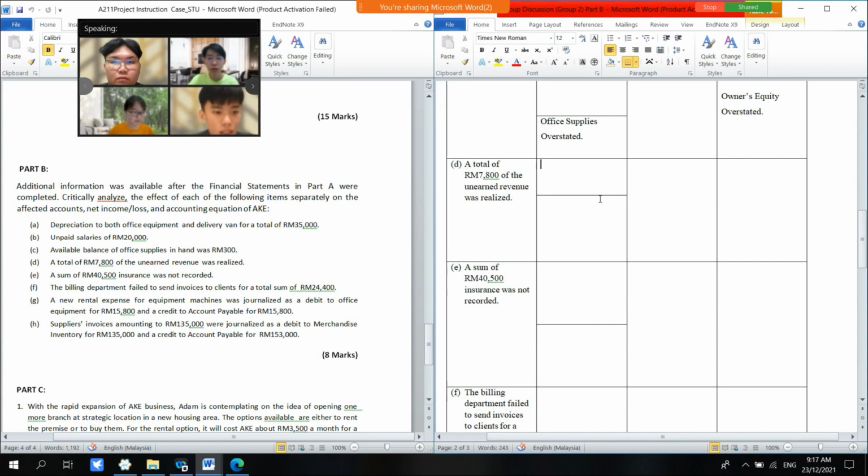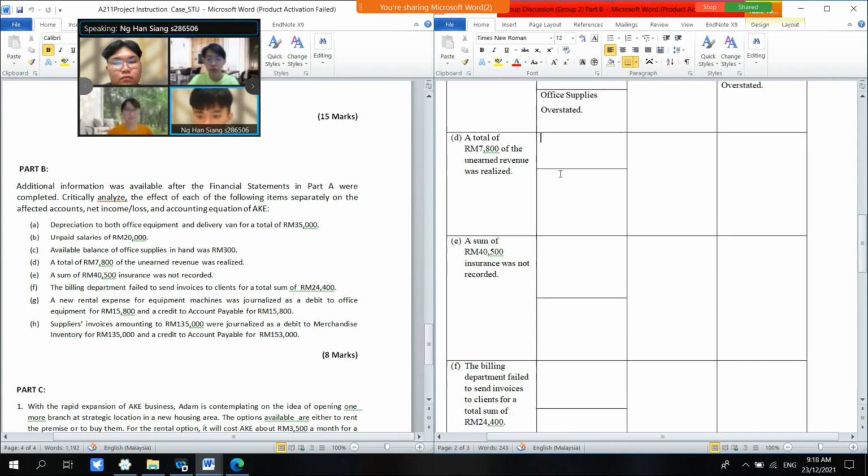The additional information is that a total of 7,800 of the unearned revenue was realized. So the cash will be overstated, the revenue will be understated. Can you repeat the answer again? The cash will be overstated, the revenue will be understated.